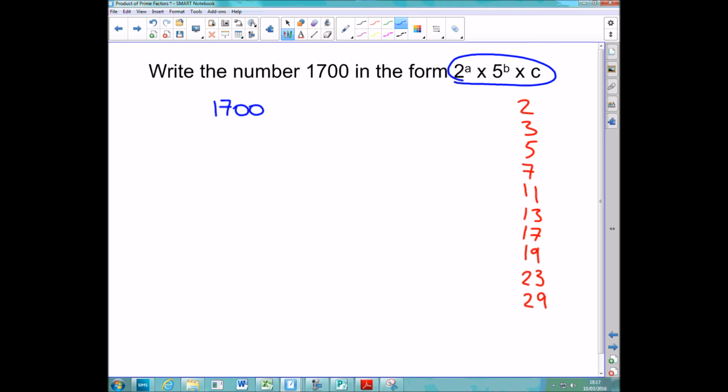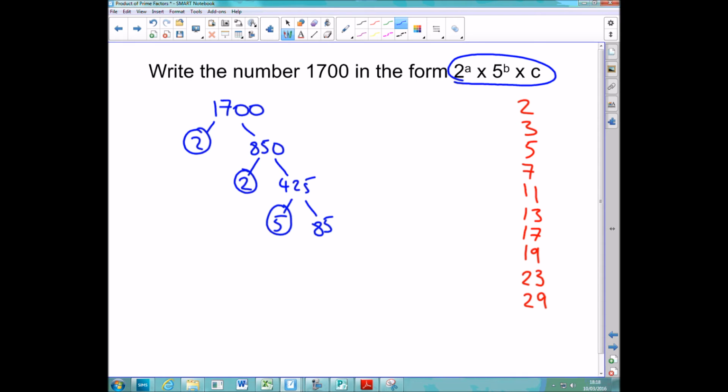So 1700, first off, does 2 divide it? Yes, it does, and 2 divides it 850 times. Circle the 2 because it's prime. Does 2 divide 850? Yes, it does, and this time it's going to be 425. Now, 425 doesn't divide by 2, and it doesn't divide by 3, but it does divide by 5, and that does it 85 times. Circle the 5 because it's prime.